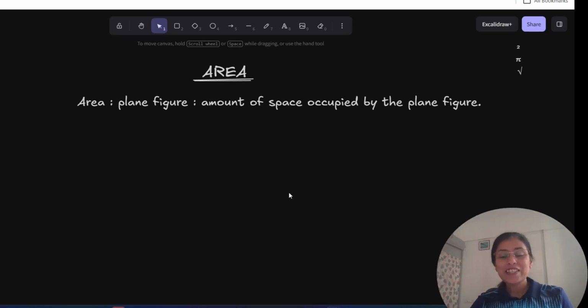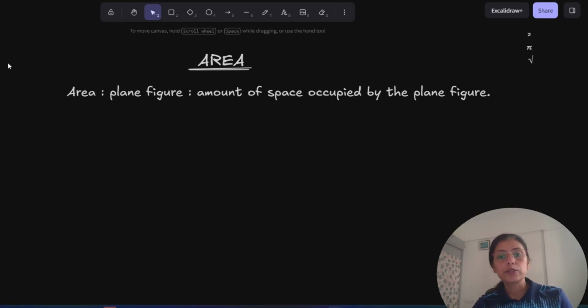Hello students, hope you understood the concept of perimeter that we discussed in our last video clearly. So in this video, we will start with the concept of area. This is from chapter 6 of your 9th grade NCERT maths book, Ganita Manjari. Okay, so let's start with learning about area.